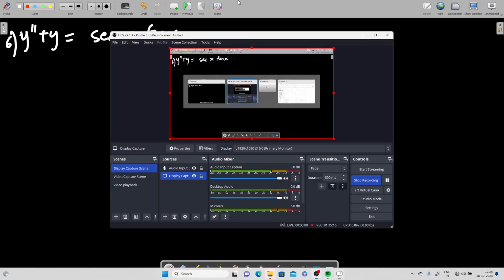Okay, so let's take one more. Question number 6. Okay, we'll start solving the initial part at least. Write down all the initial things. Write down the auxiliary equation and the solution and all those things.